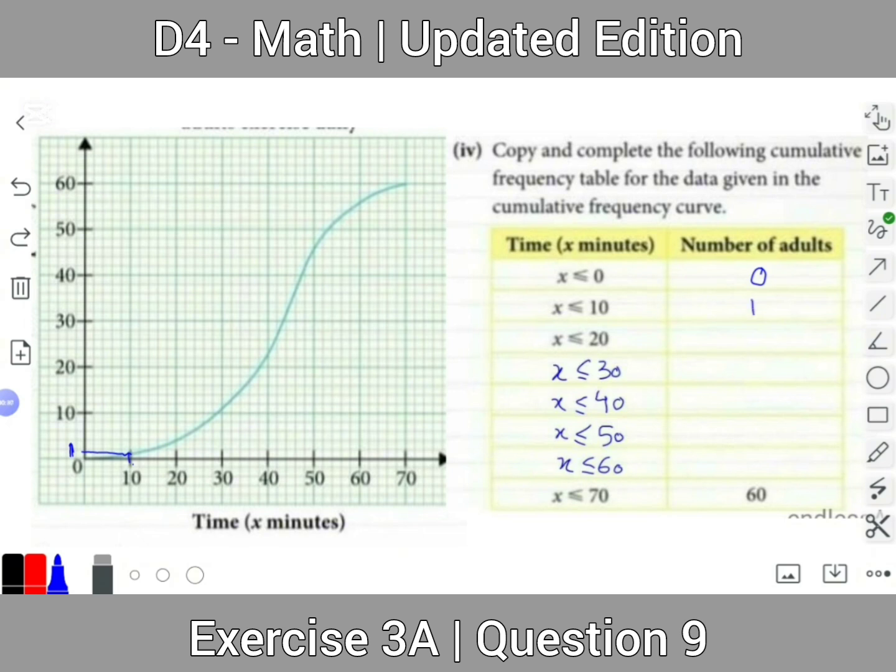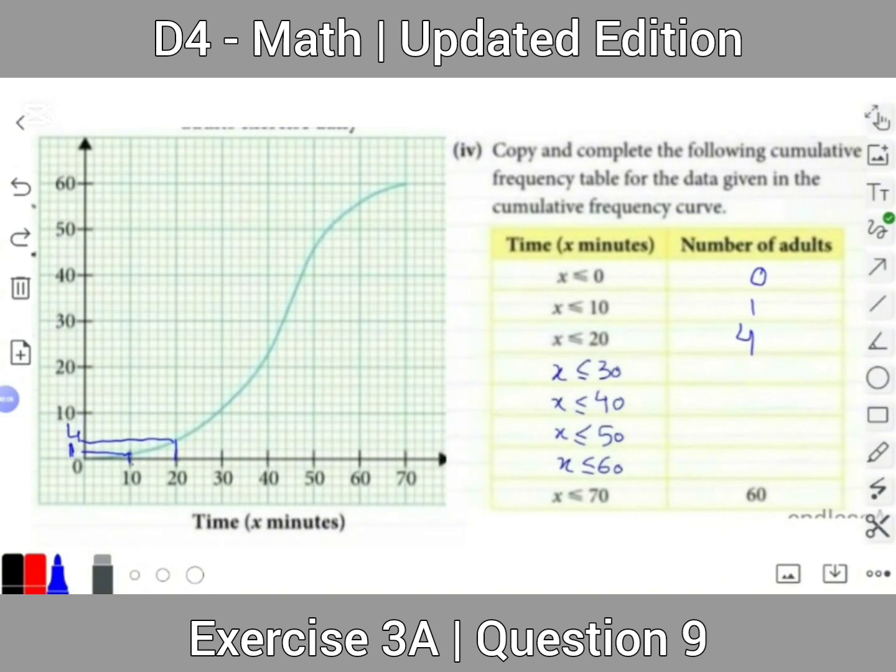And now for 20, we will draw a vertical line until it intersects the curve. Now from the point of intersection on the curve, we will draw a horizontal line until it cuts the vertical axis. So here we have the cumulative frequency from the graph as 4.